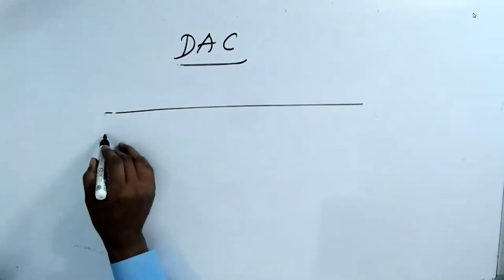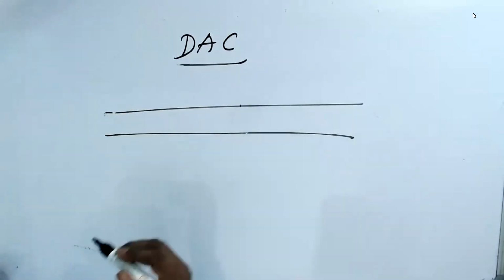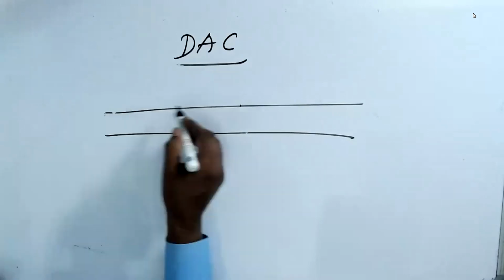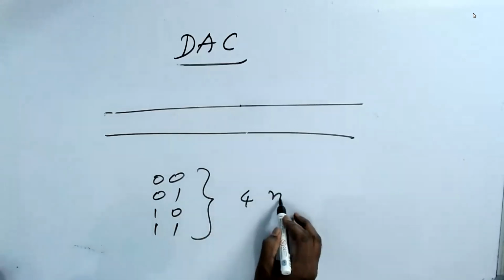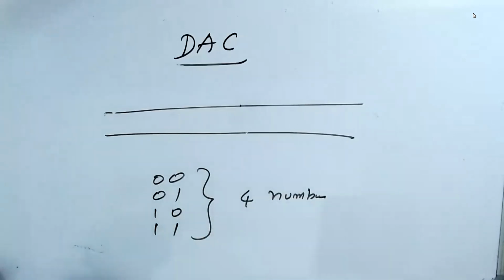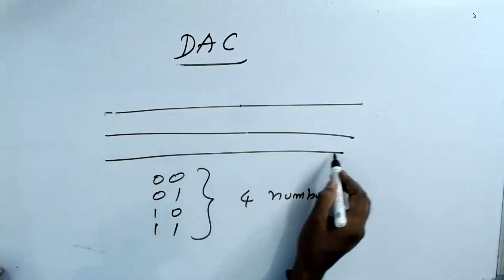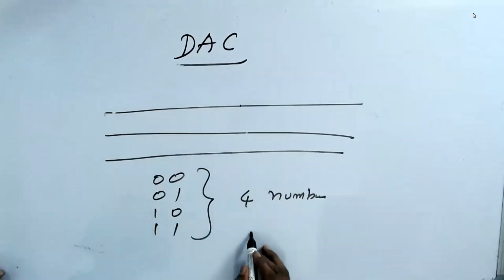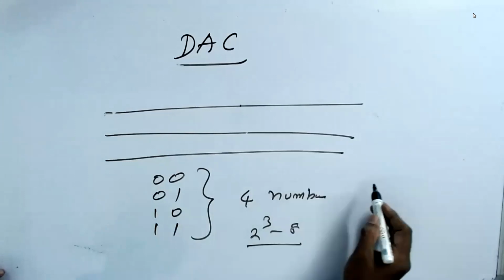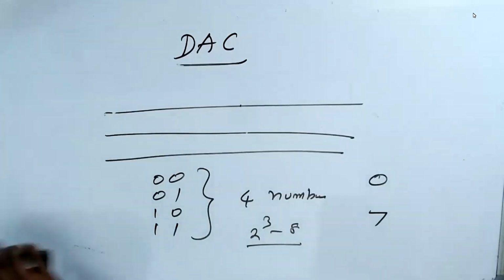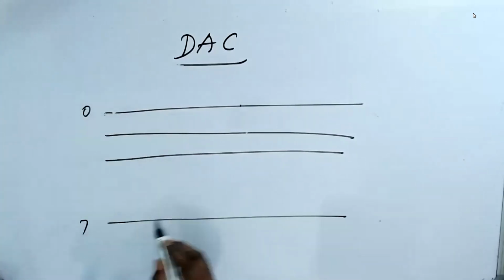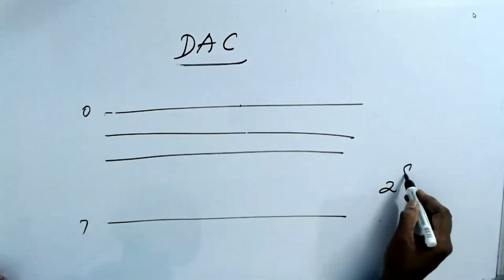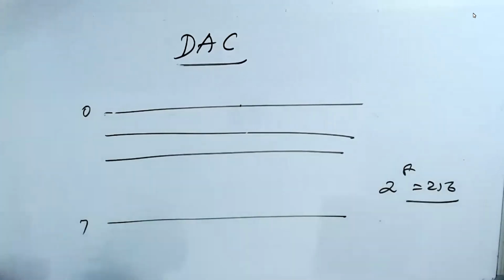So what people did, they add two wires. How many wires? Two wires. So I can transmit 0 0, 0 1, 1 0, 1 1. I transmit 4 numbers. Then if I add one more wire, 3 wires, I get 2 power 3, I can send 8 pieces of information, 0 to 7. If I have 8 wires, I have 2 power 8, 256 numbers.